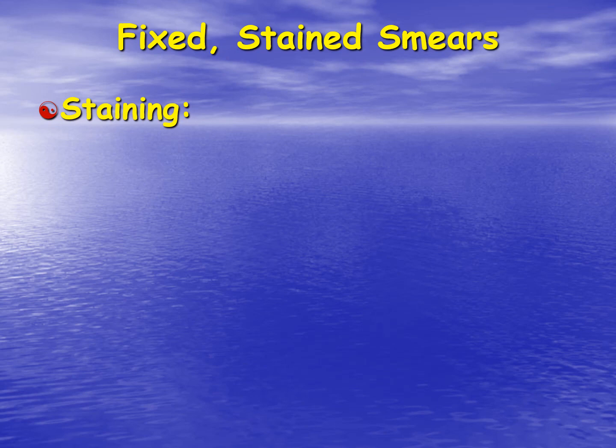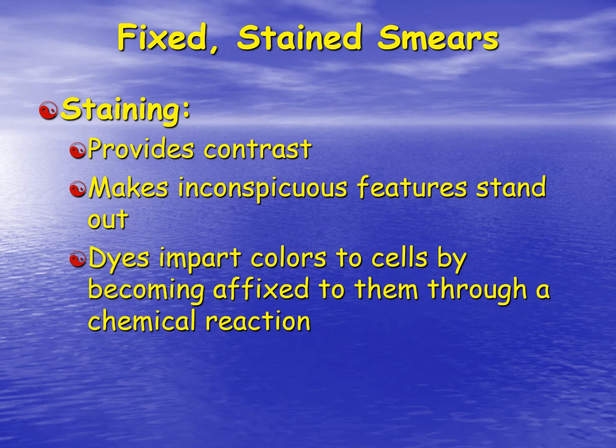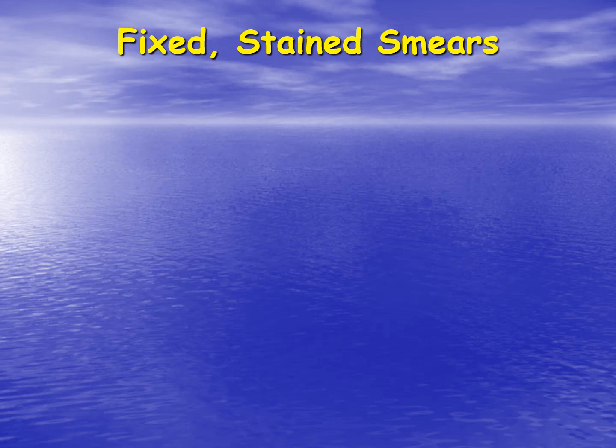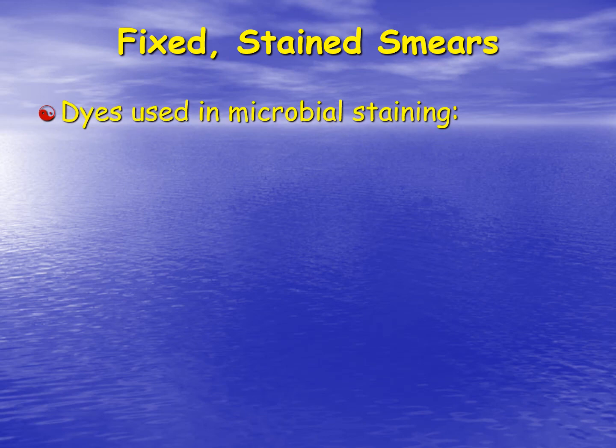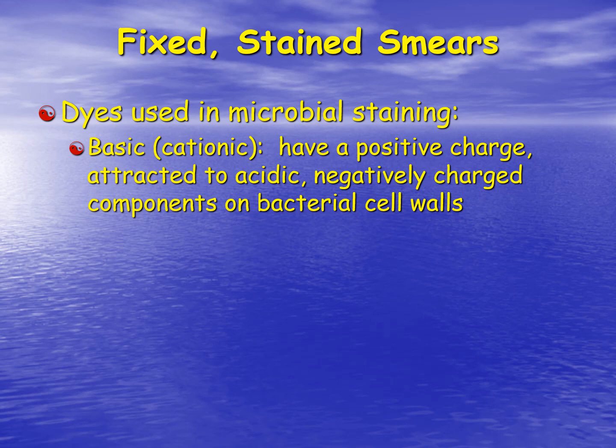Staining. Why do we stain? Well, one, it provides a contrast. Two, it makes inconspicuous features stand out. Dyes impart colors to cells by becoming affixed to them through a chemical reaction. So dyes that we use in staining are either basic or cationic stains. They will have a positive charge and therefore will be attracted to acidic negatively charged components of bacterial cell walls or other things in cells.